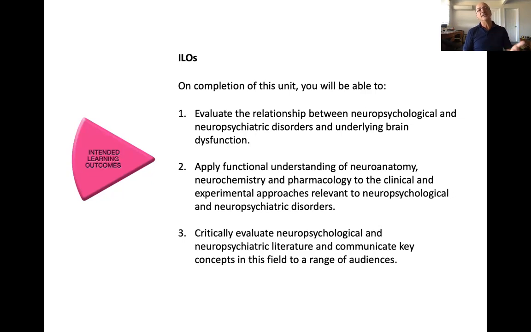And finally, you'll be able to critically evaluate neuropsychological and neuropsychiatric literature and communicate key concepts in this field to a range of audiences. Mainly, it'll be in written form because we will have a critical essay. This will be assignment 2, and you will have in this essay an opportunity to critically evaluate literature and communicate it in a manner that is meaningful and effective. So these are the intended learning outcomes for the unit.